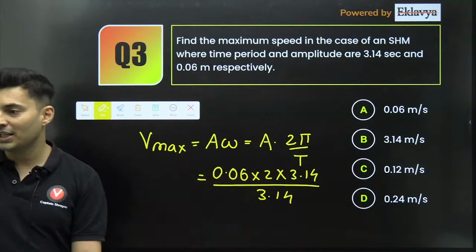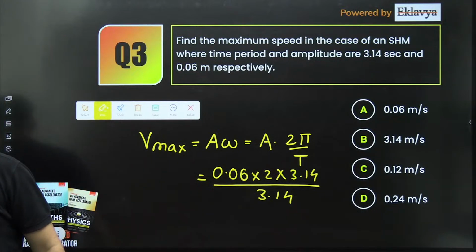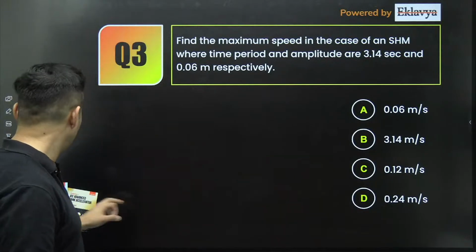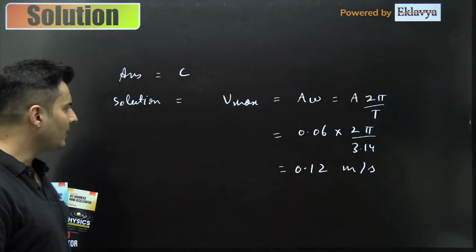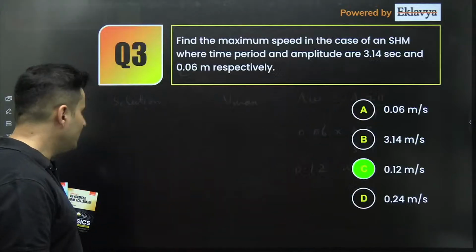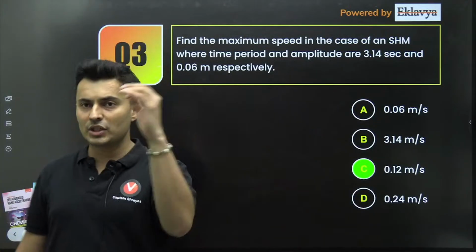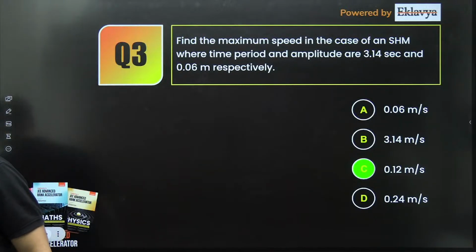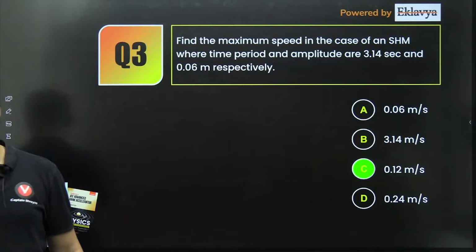3.14 cancels. 0.06 into 2. What is it? It's going to be just 0.12, which is nothing but option C. Very, very simple. Directly A omega, and omega is 2 pi by time period. Very good, Anup. Awesomeness. Moving on to the next question coming up on your screen.